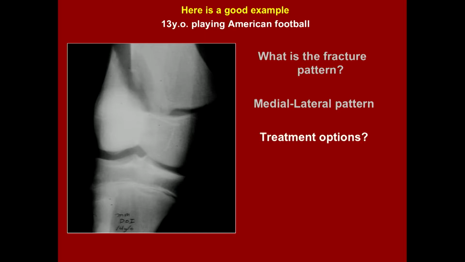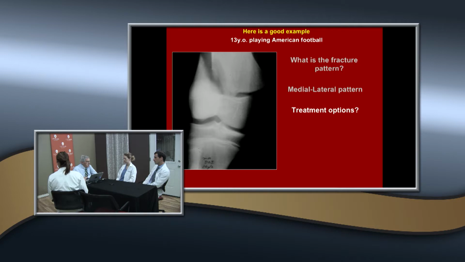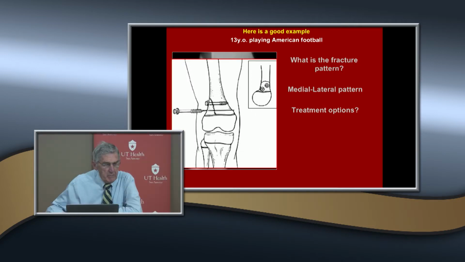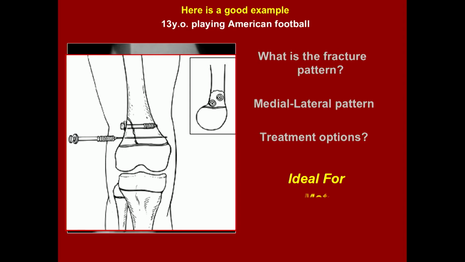What's the treatment option? We could reduce it and put 2 screws in. Yeah, that's right. You've got a big enough Thurston-Holland fragment. That's what you call that big fragment. And you can actually put 2. It's ideal for transmetaphyseal screws.